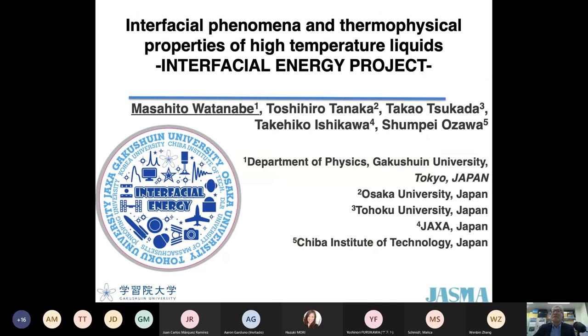Today, my main talk is this interfacial energy research project in the International Space Station using electrostatic levitation. This is a member of our project team. Next, please.